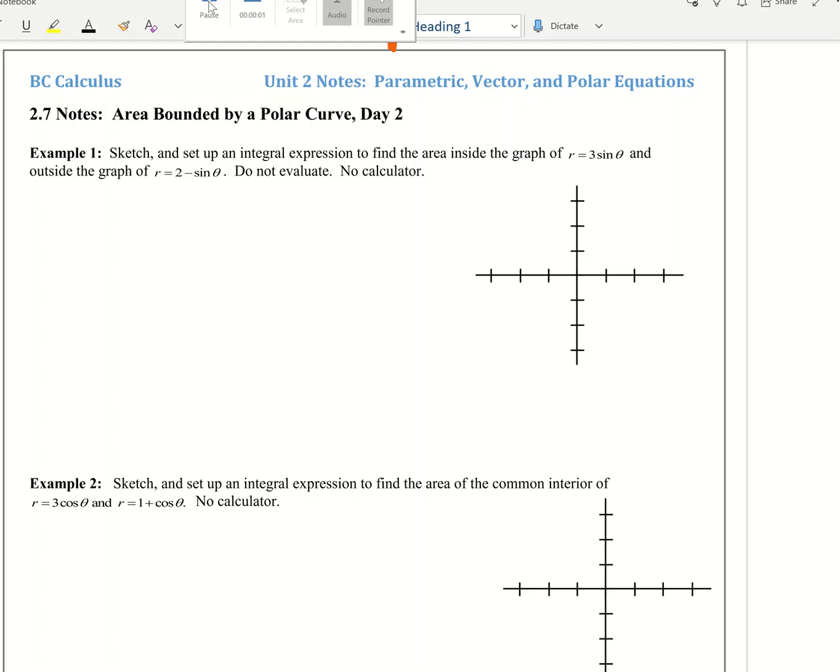Here are the notes for 2.7. For BC Calculus, we're going to look at the area bound by a polar curve, and we're going to be looking often at situations where you might be looking at area between two curves. So you're going to see a slightly different formula.